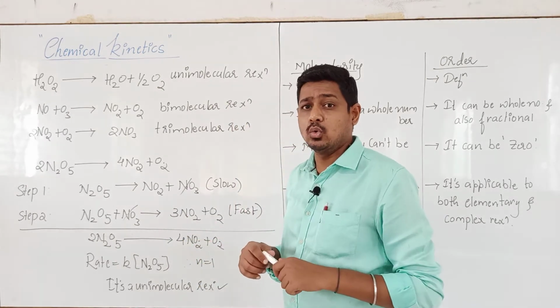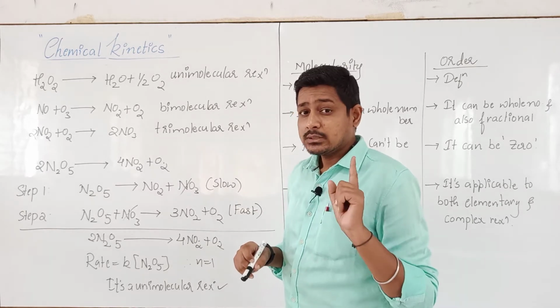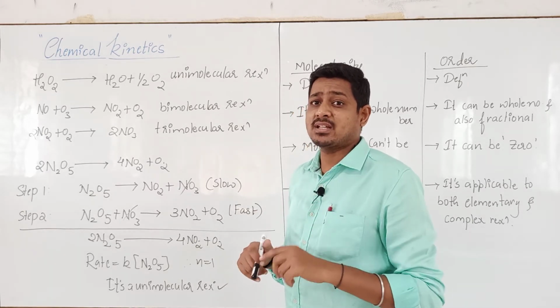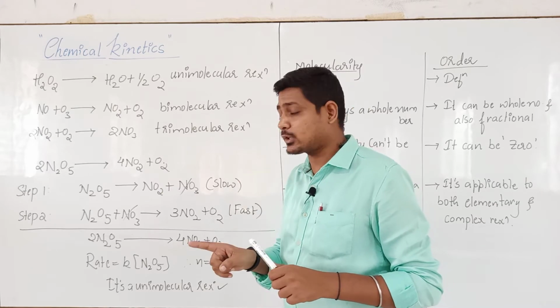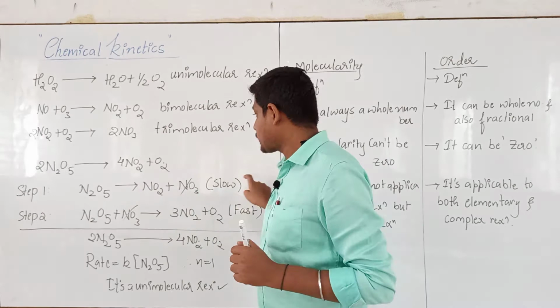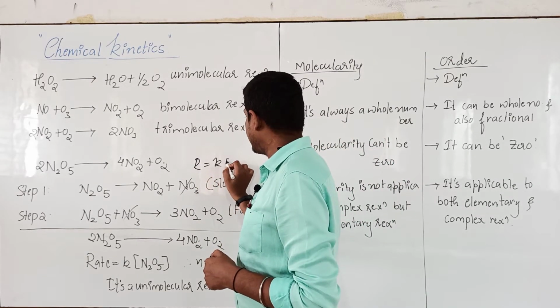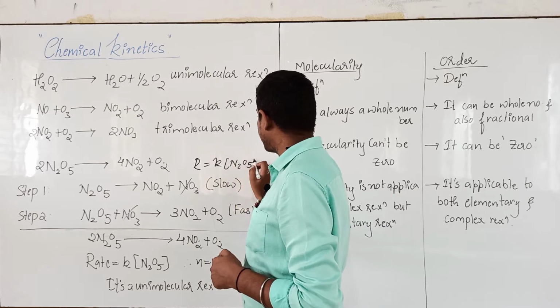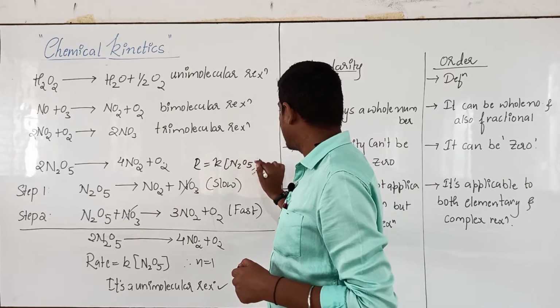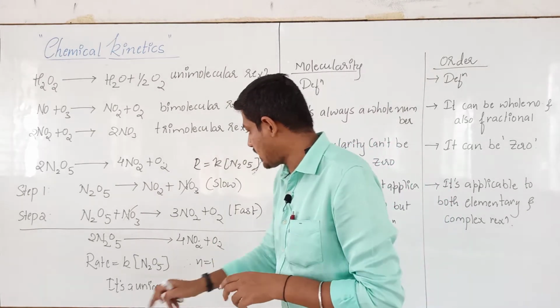Now if they ask you what will be the rate of the reaction, then you must remember what? The rate of a complex reaction depends on the rate of the slowest step in the reaction. So for this, how do you write the rate? I'll write the rate as rate is equal to K into N2O5. This is the rate for this reaction, isn't it? So this is the rate for the overall reaction. The same way I have written here.